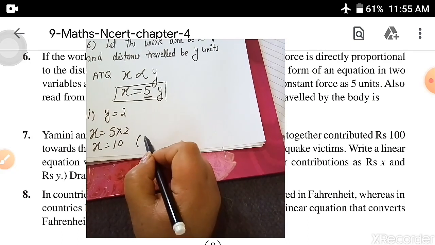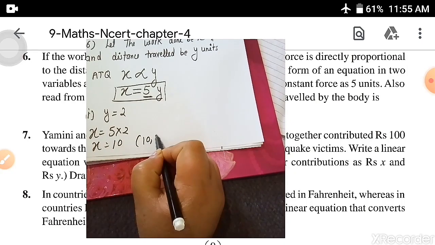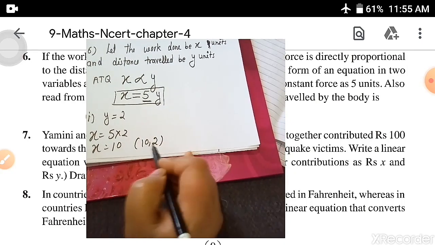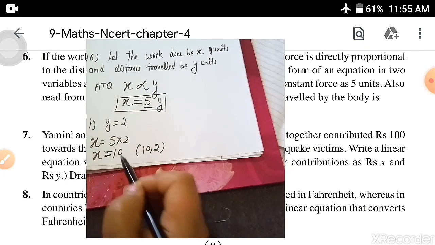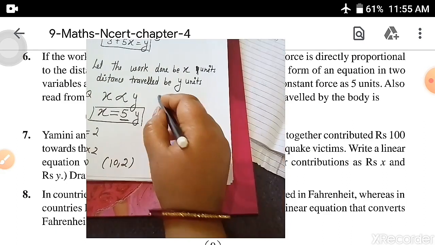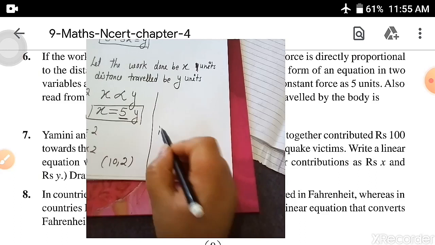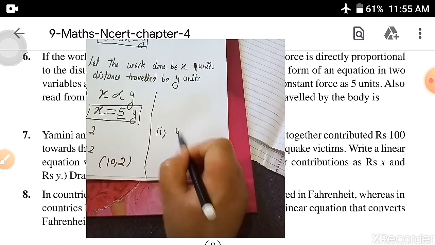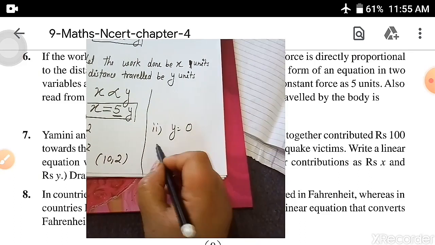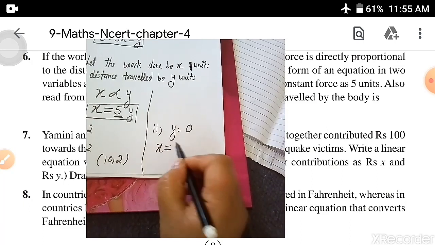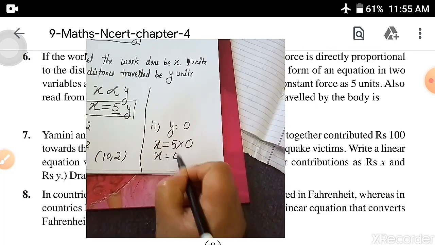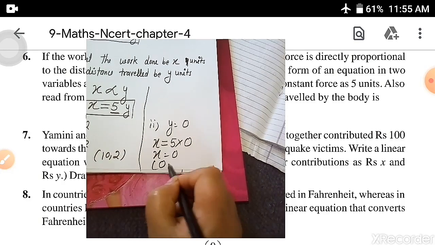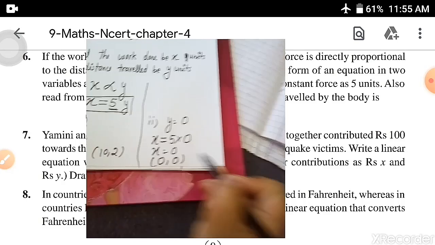That means the first point is 10 comma 2. Don't write it as 2 comma 10, because first we have to write the x value, the x coordinate, and the x coordinate is 10. Now the second value: distance y is equal to 0 unit. So when x is equal to 5y and y is equal to 0, then x equals 0. So the second point is 0 comma 0.